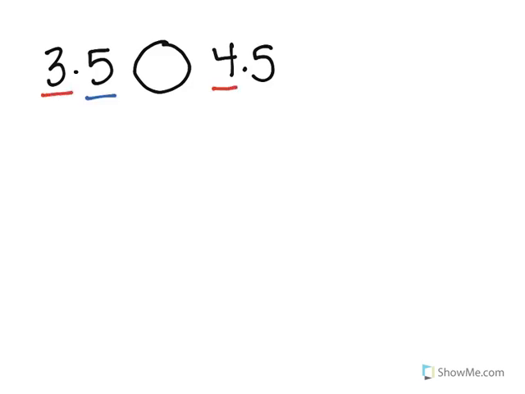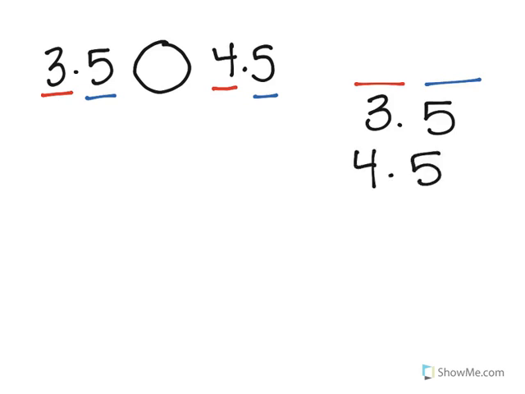Ones, ones, tenths, tenths. So I'm going to line them up by that. I'm going to put the ones place here and the tenths place here. So I take 3.5, 4.5, and I start at the greater number. So which one's bigger? Which place is bigger, the ones place or the tenths place? The ones place. And I compare looking at the numbers in the ones. So which one's bigger, 3 or 4? 4 is the bigger number.